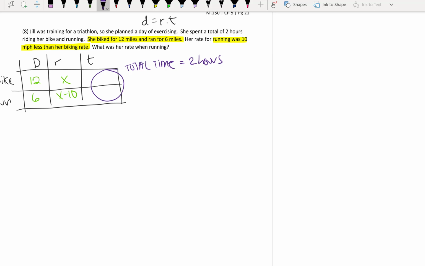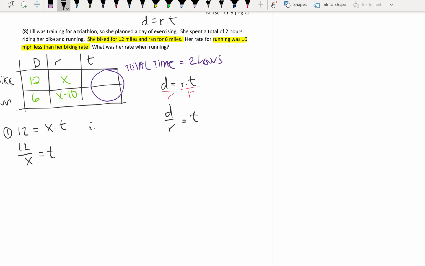So I know a couple of things. I know that distance is equal to rate times time. So if I want to get my time alone, I'm going to divide. Distance divided by rate is equal to my time. So for that first equation, I have 12 is equal to x times my time. So here I'll have 12 divided by x is equal to my time.